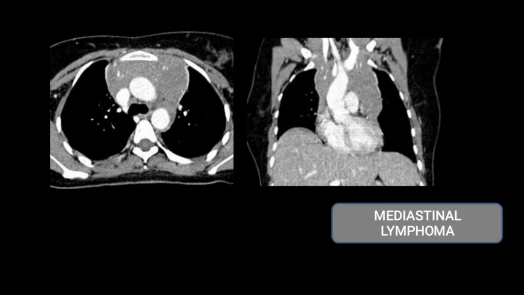And another fairly well-defined lesion, even being a little moderate sized, is not causing any mass effect on the adjacent vessels or infiltrating the vessels. Instead, it is encasing the vessels. So these are features of a mediastinal lymphoma. So these were a few anterior mediastinal masses.